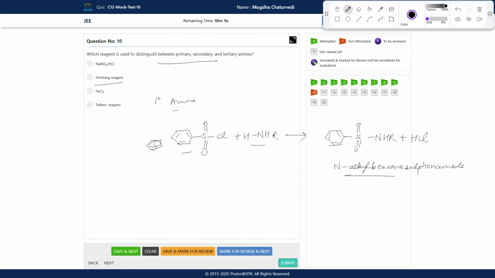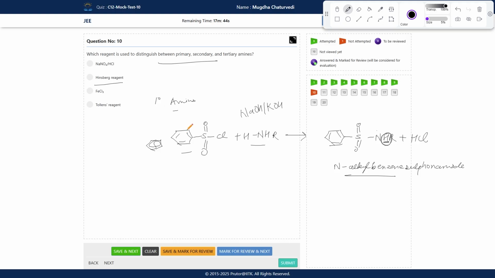Okay, and if I talk about this N-alkyl benzene sulfonamide, then this is soluble in alkali like NaOH or KOH. This is because of the acidic hydrogen. About this hydrogen we are talking. Okay, this is because of this acidic hydrogen which is attached to nitrogen. Okay, so this is when it reacts with a primary amine.